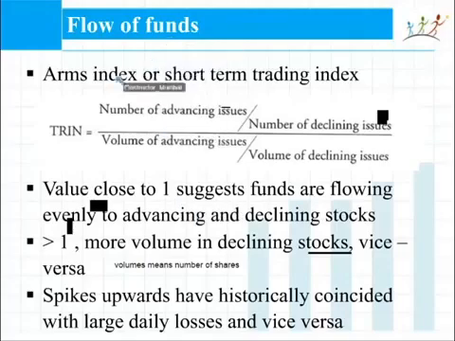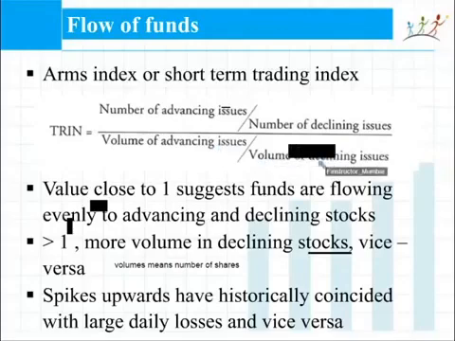So remember the flow of funds or the short-term trading index. It is the number of advancing issues upon the number of declining issues, upon the volume of advancing issues divided by the volume of declining issues. Just understand, it's a ratio, guys. If the volume of declining issues is higher, obviously the ratio will be greater than 1. If the volume of advancing issues is higher, the ratio will be less than 1.